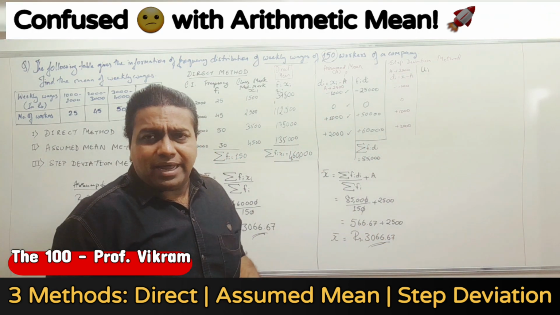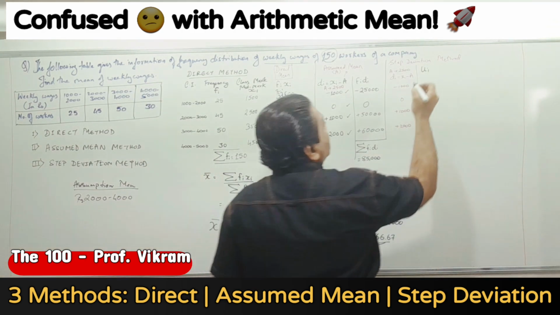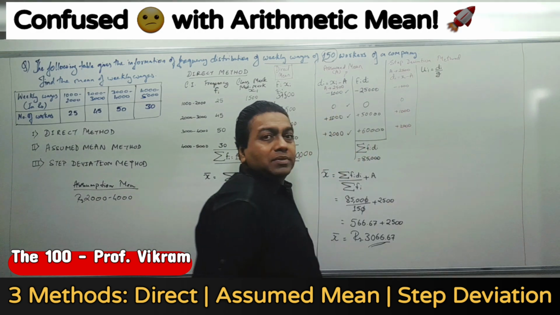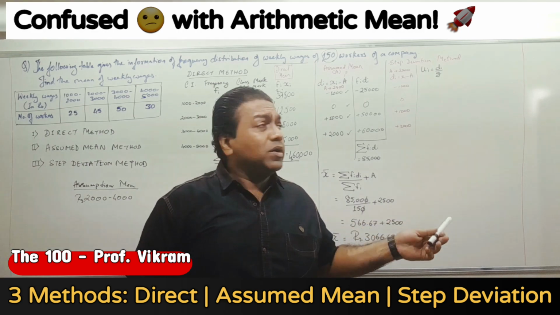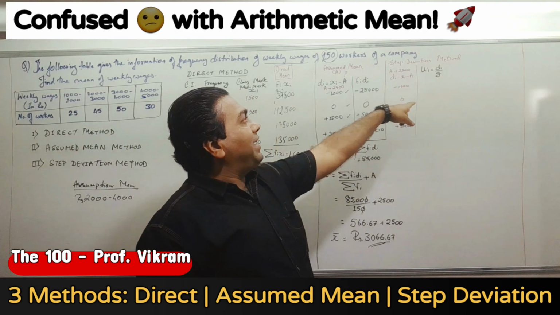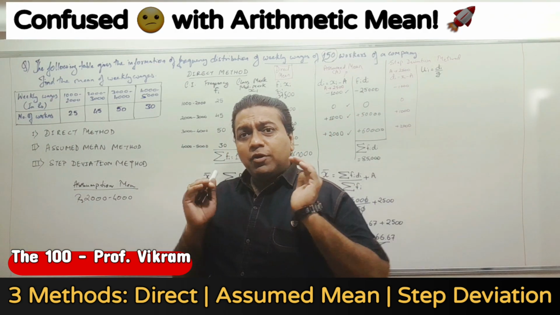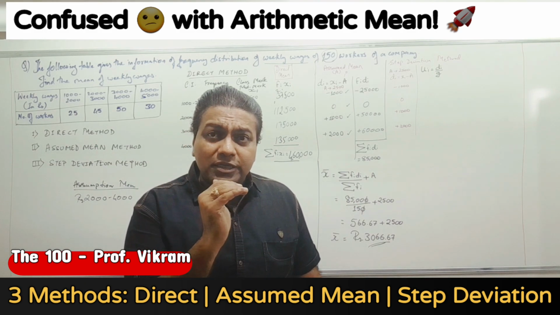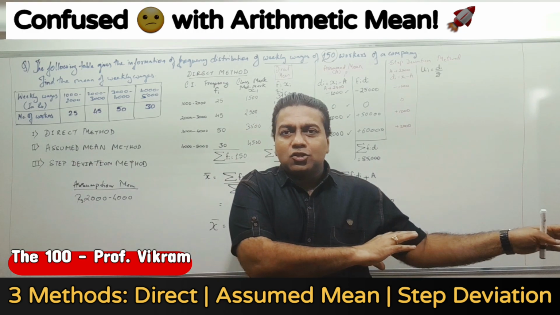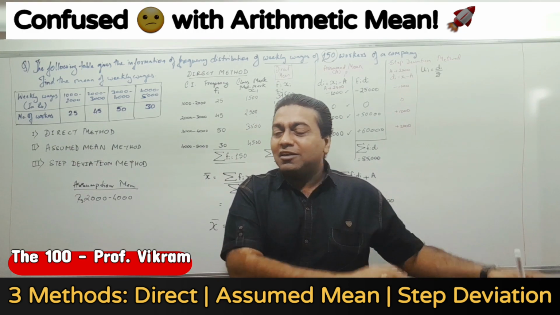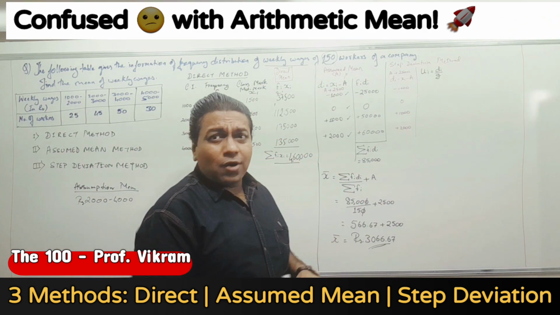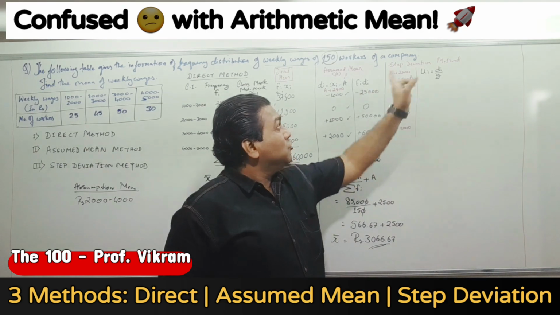I can take any variable actually, but generally I am taking Ui, which is equal to Di over G. And now what is this G? That's what we are going to discuss, and how to find the mean using the step deviation method. So please stay focused for another 10 minutes and our lecture will be done for all three methods of finding the arithmetic mean for tabulated grouped data. So let's understand now how to find the mean using the step deviation method.